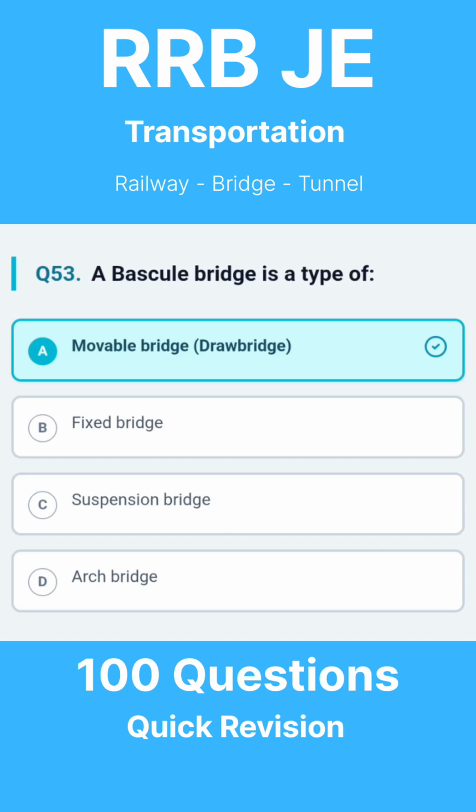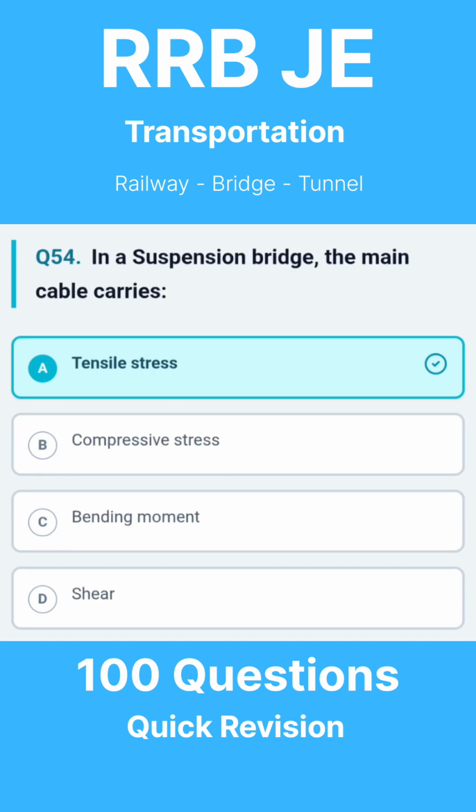Question 53. A bascule bridge is a type of? The correct answer is movable bridge, drawbridge. Question 54. In a suspension bridge, the main cable carries? The correct answer is tensile stress.